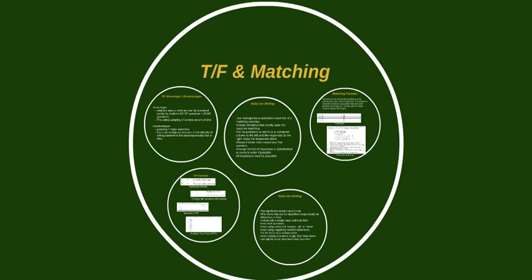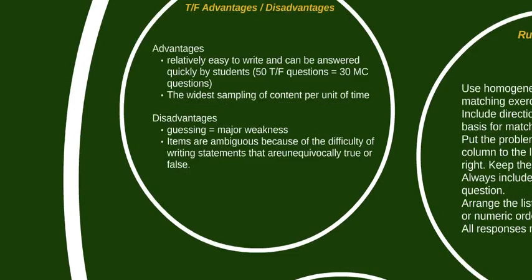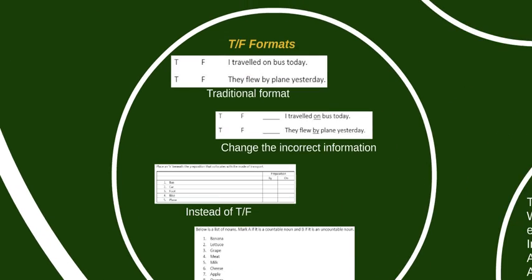All right, true, false, and matching. First, true, false. Here are the advantages and disadvantages. The biggest advantage is they're so easy to write, but the biggest disadvantage is there's too much guessing. So we have to be careful with these. We're going to talk about some ways to use them that are effective, but true, false on its own usually is not very effective. Here are some formats.